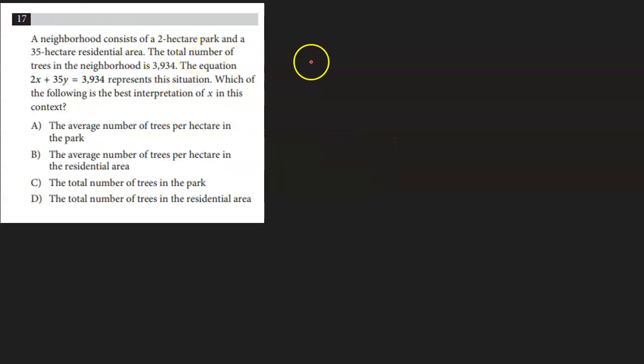All right, number 17. What they're asking us in this is basically what x equals. And so it talks about the 2 hectare park and the 35 hectare residential area. And then we have the total number is 3,934. All right, so obviously this x has to relate to the park because it's a 2 hectare park. It's 2x and this is 35y, so 35 hectare residential area.